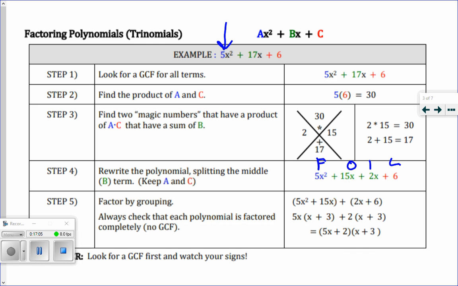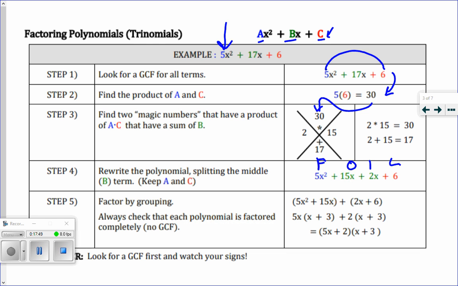So what's different here is that when you have a number in your leading term, you have to take that A value. This is called AX squared plus BX plus C. That first term and that constant, we have to multiply them together. So if I have a number in front of the x squared, we're going to multiply that first, and then we'll use that product in the magic number trick. Instead of just saying what are 2 factors of 6 that add up to 17, I'm going to do 5 times 6 first, and then I'm going to play the game. I'm going to say what are 2 factors of 30 that add up to 17.